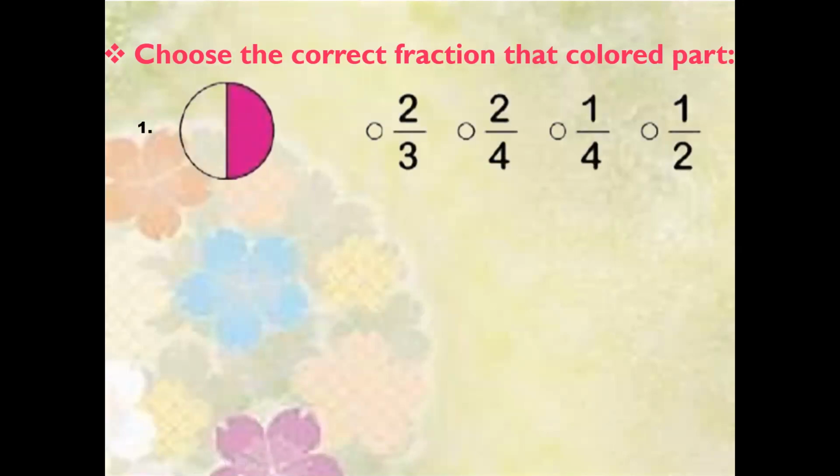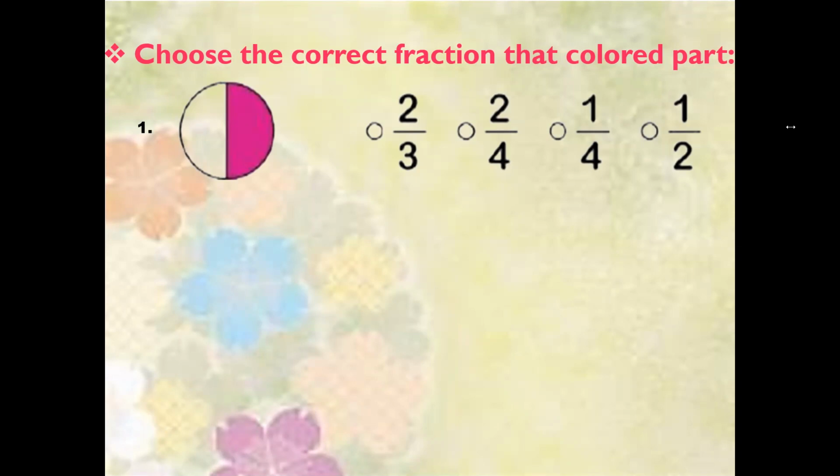Okay, very good, Yemen, Yasin, Arwa. Choose the correct fraction that colored board. Number 1. We have a board that is colored and the other board is not colored. So it will be 2 over 3 or 2 over 4 or half, 1 over 4, 1 over 2.